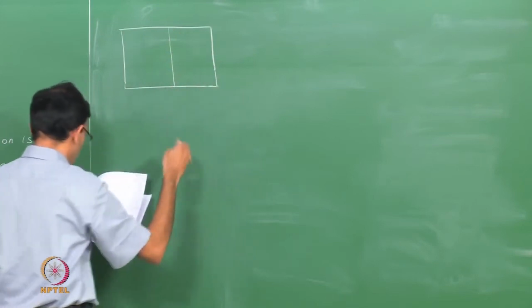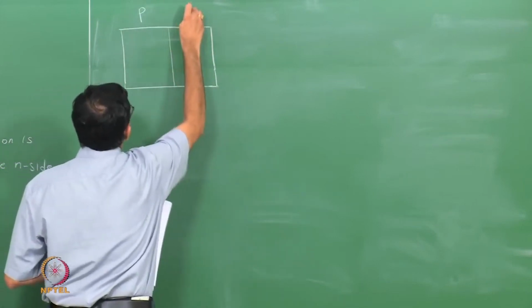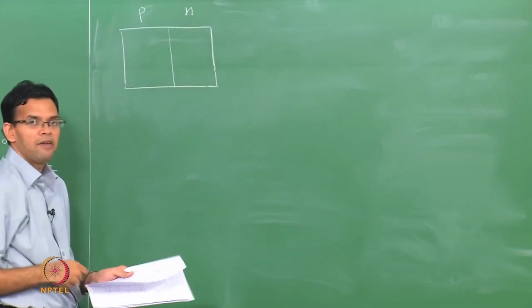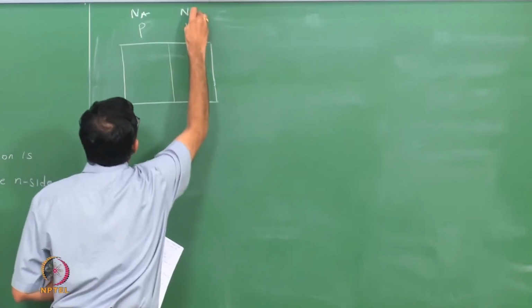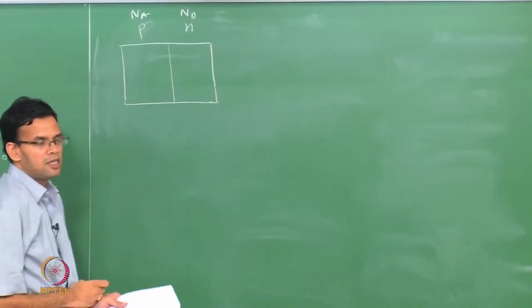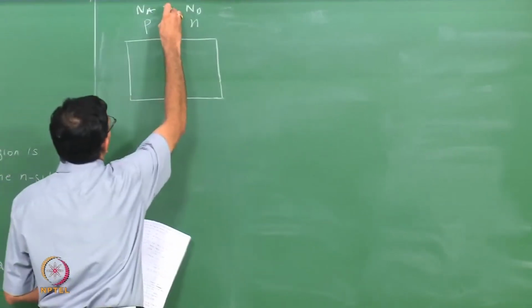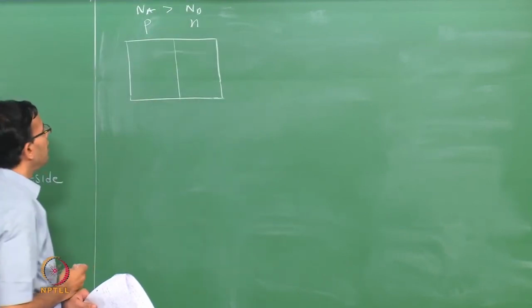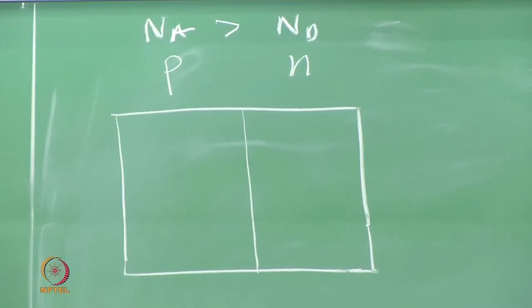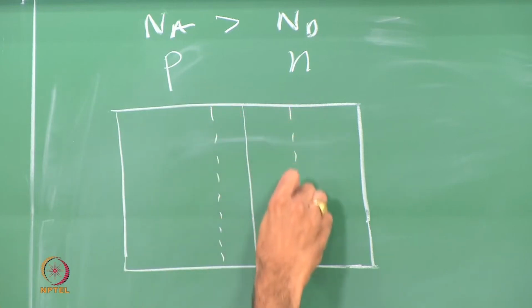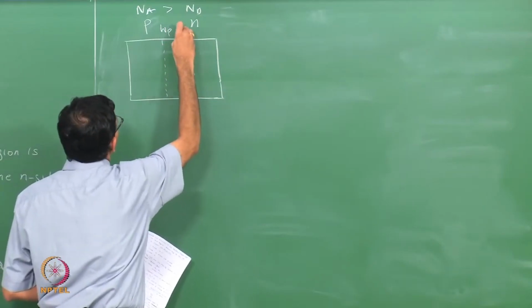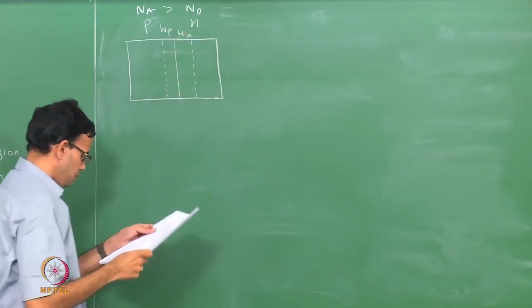This is the interface: the p side and the n side. We have Na and Nd as the concentration of acceptors and the concentration of donors, and we have Na greater than Nd. We just saw that this means that the depletion width is larger on the n side. So, there is a depletion region on the p side and a larger depletion width on the n side. Let me call these Wp and Wn.